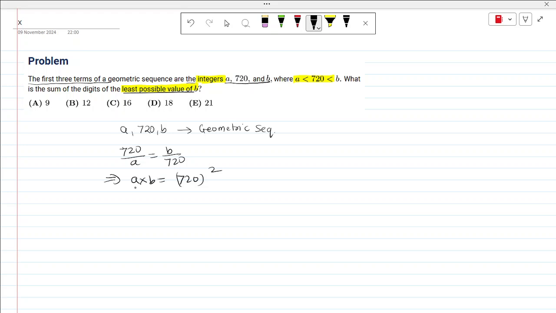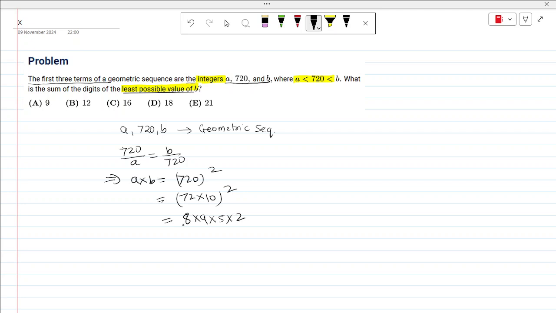So what you have to do here, how can you think? You can make trials. By making trials you can find, or you can split this number 720. How can you split this number 720? That becomes very easy. You can write 72 multiplied by 10. Then you can write 72 as 8 multiply 9, and 10 you can write as 5 multiply 2.